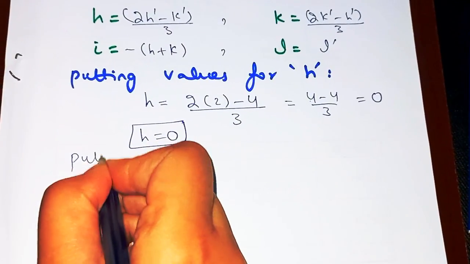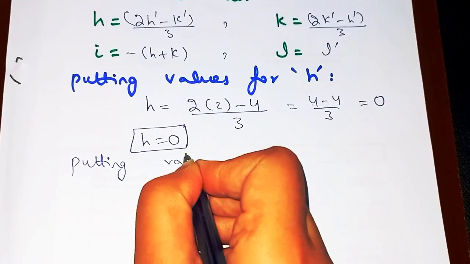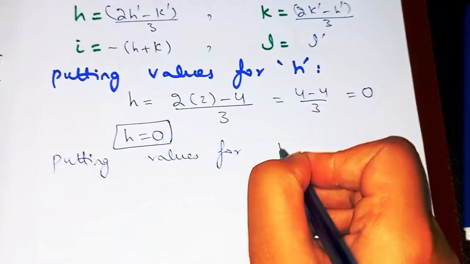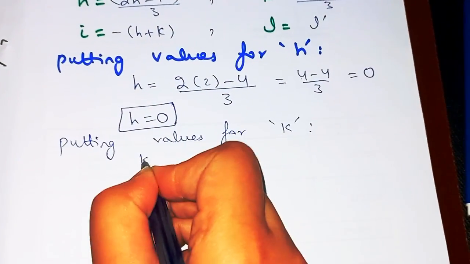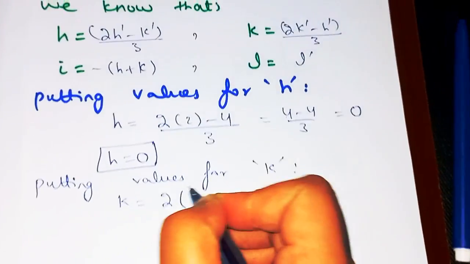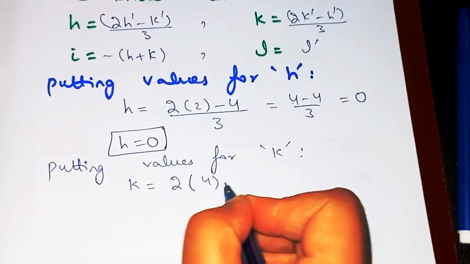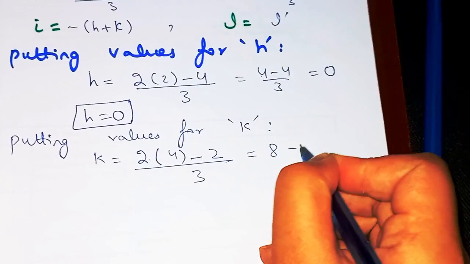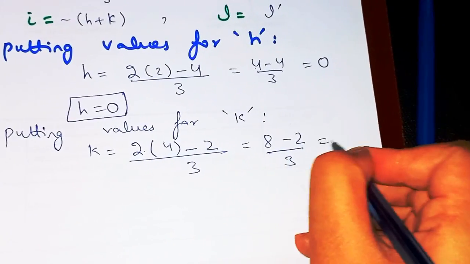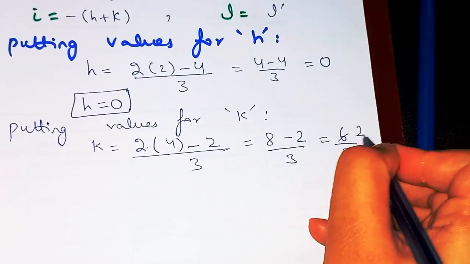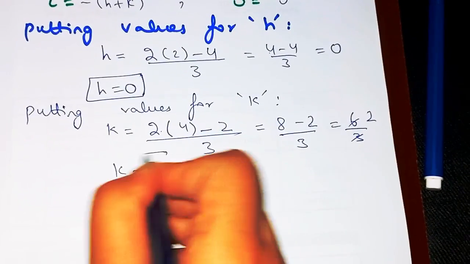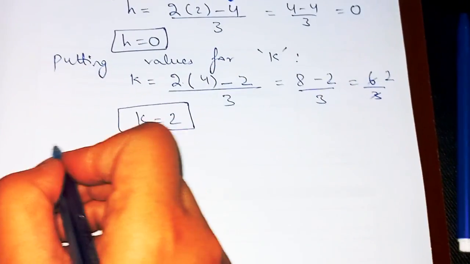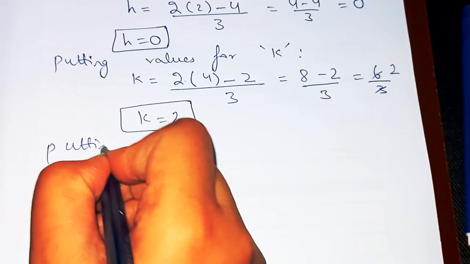Next is putting values for k. So k equals (2 times k prime, which is 4, minus h prime, which is 2) divided by 3. 2 4s are 8, minus 2, divided by 3. 8 minus 2 is 6, divided by 3. 3 1s are 3 and 3 2s are 6. So k equals 2.